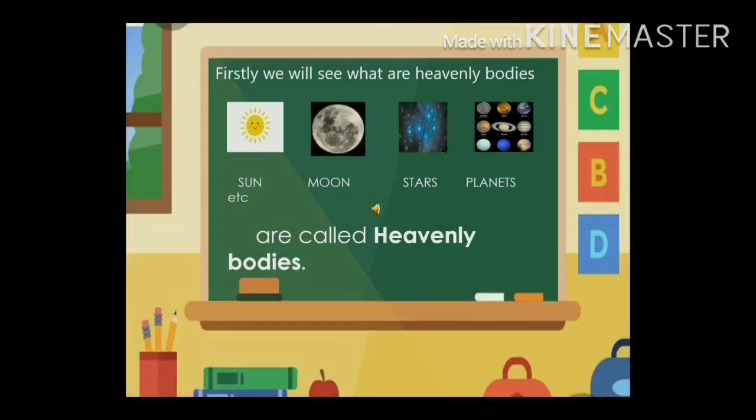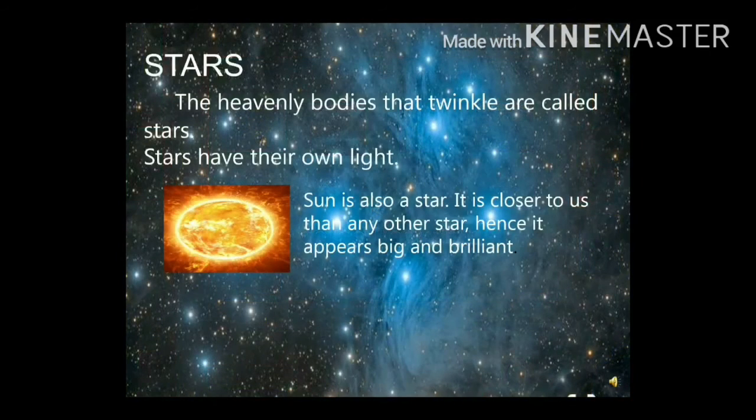So, firstly we will see what is meant by heavenly bodies. Sun, moon, stars, planets, etc. are called heavenly bodies. You can see in the picture, sun, moon, stars, planets, etc. are called heavenly bodies. So now we'll see deeply about stars.